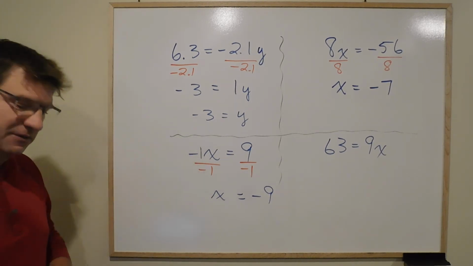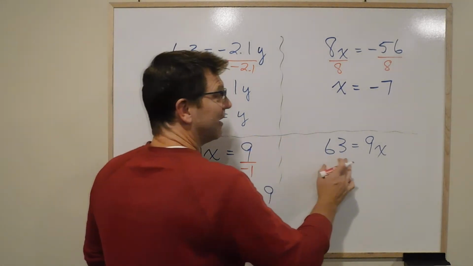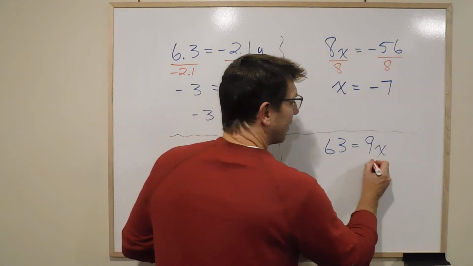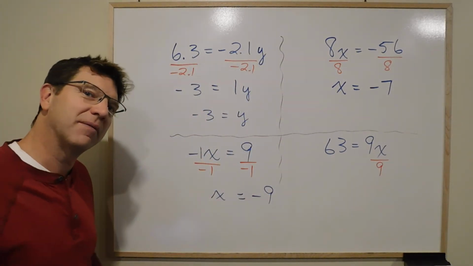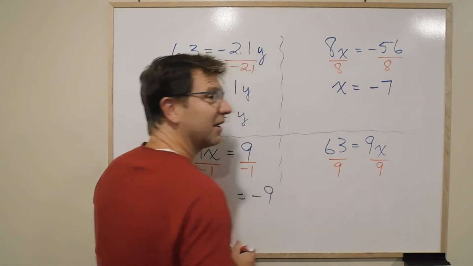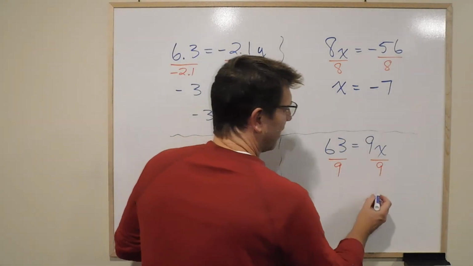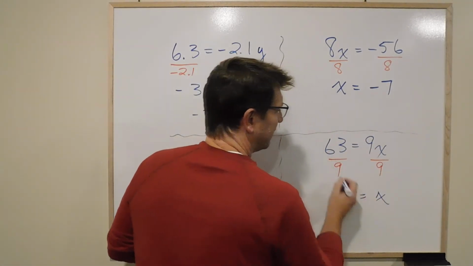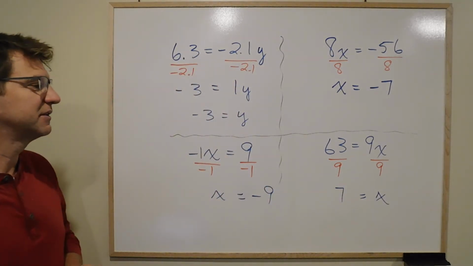Let's look at the last one. We're getting close. Again, same strategy, 9 times x, well, we're going to have to divide by 9 to make that 1. 9 divided by 9 is 1. Going to divide by 9 on the other side. Whatever the answer is, the answer is. 9x divided by 9 is x. 63 divided by 9 is 7. We get x equals 7.